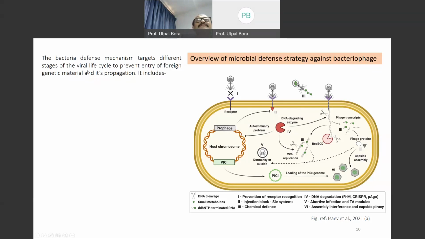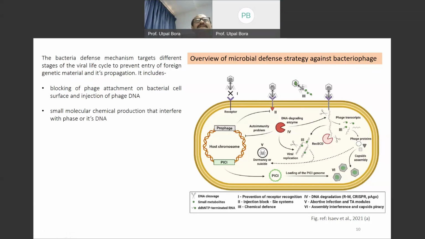And it also takes a strategy to prevent entry of foreign genetic material and its propagation. Now, these strategies include blocking of phage attachment on the bacterial cell surface and injection of phage DNA. Okay, you can see here, number one, prevention of receptor recognition. And you can see that there's a cross mark over there. The virus cannot sit over there because something might have happened to the receptor molecule over here.